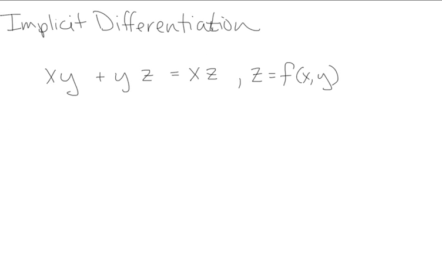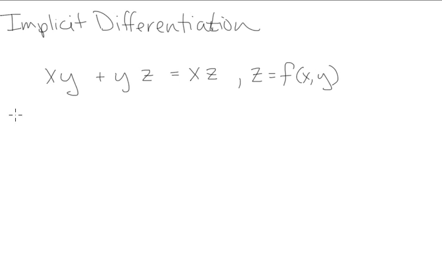So suppose you have this expression, where z is defined implicitly as a function of x and y. Again, x and y are unrelated. Go ahead and pause the video at this point and try it on your own.